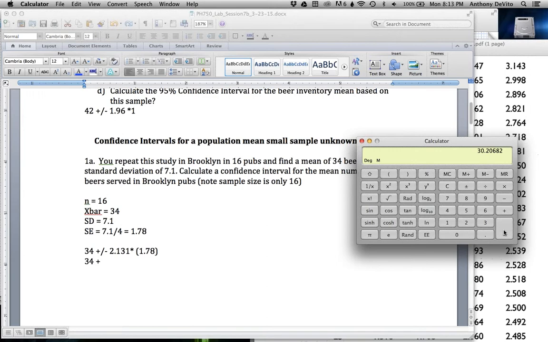It's wider than it would have been if I used 1.96, right? But it has to be wider because I have less certainty when I calculate. I don't know the population standard deviation. I have that extra uncertainty.